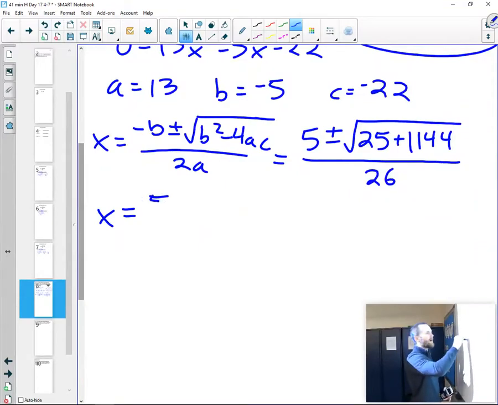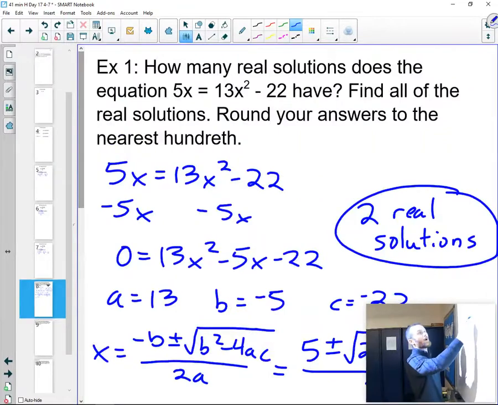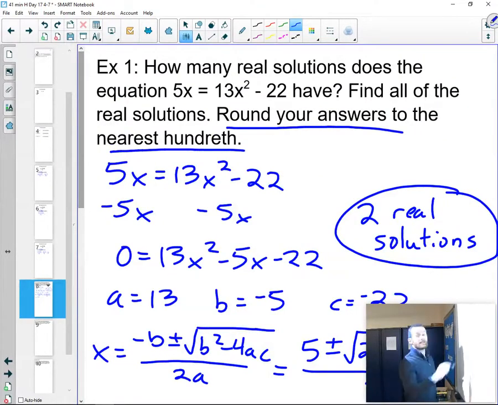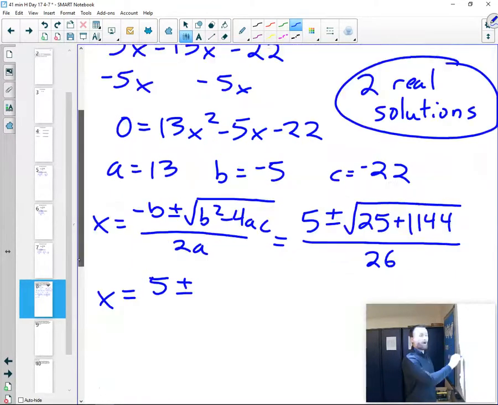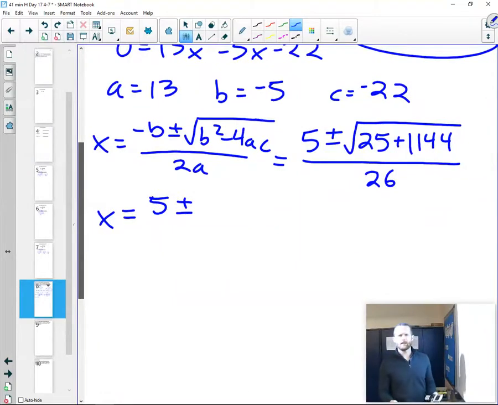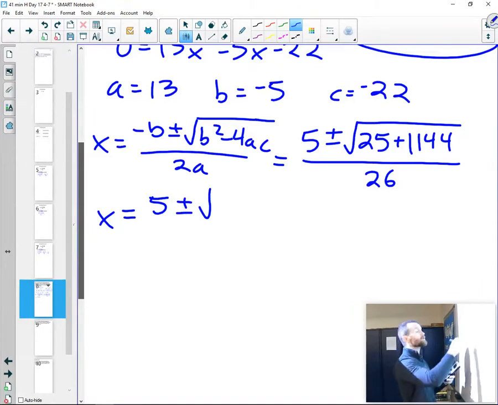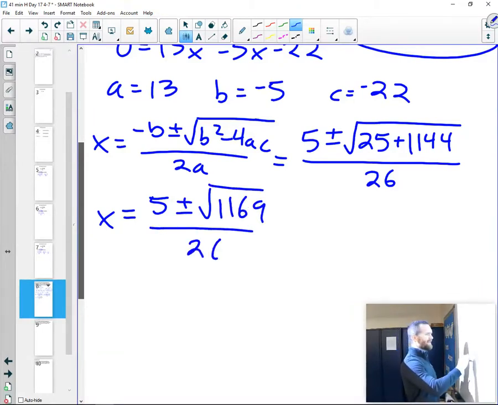This is going to be x equals 5 plus or minus. Now, one thing the directions said is that we can round our answers to the nearest hundredth. That's going to make this a lot easier because we don't have to worry about simplifying the square root. We can just estimate the square root in a calculator. So let's see. It's going to be the square root of 1,144 plus 25, that's 1,169, all divided by 26. I doubt that's going to be a perfect square. I think we're going to be estimating at this point.